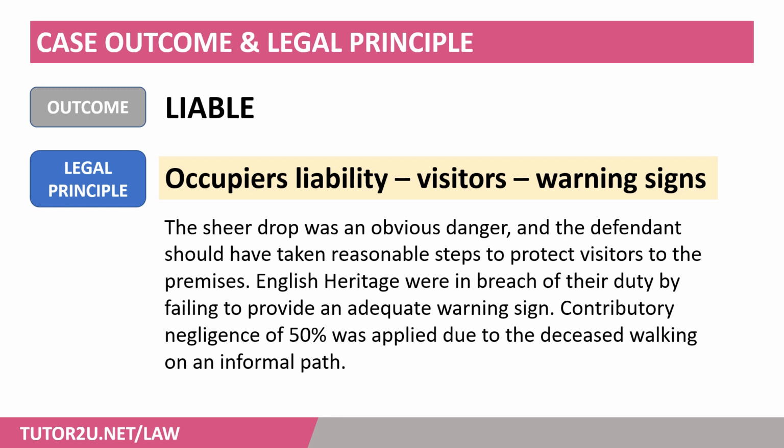However, while the defence of a warning sign could not be used here, this case is an example of the defence of contributory negligence being used. The defendant was successful in raising the defence due to the deceased walking on an informal path, which was seen to contribute to their own death. This resulted in a 50% reduction to damages awarded to the claimant.